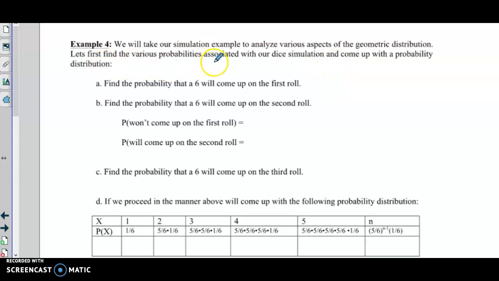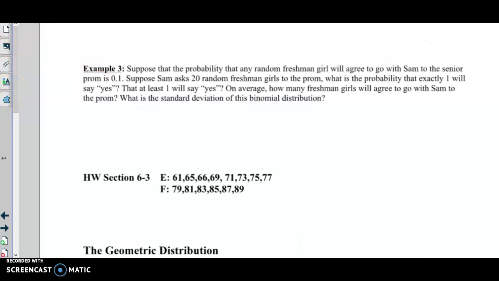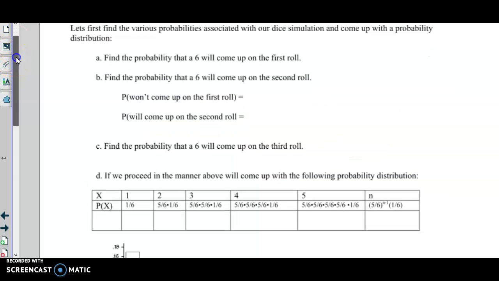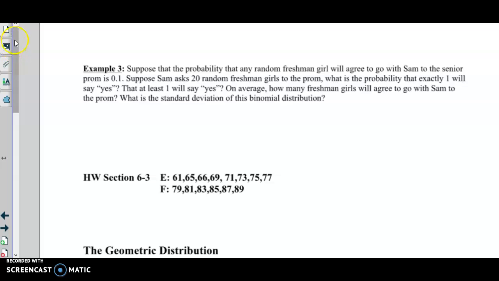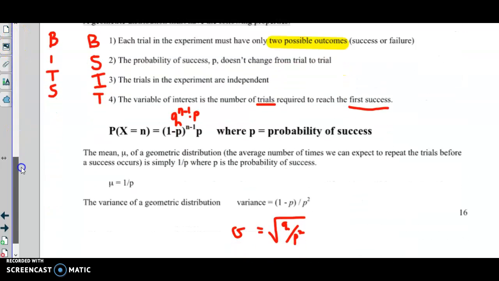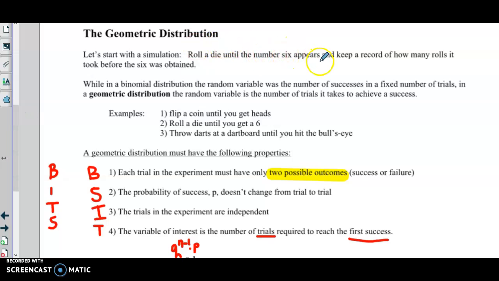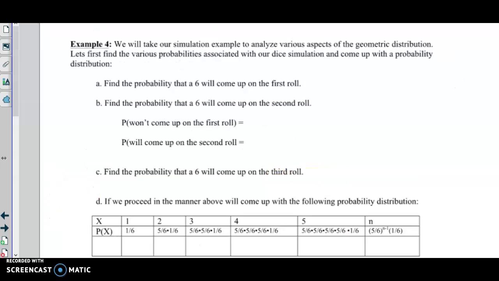Let's find the various probabilities associated with the dice simulation. Let me go back to the dice simulation. Roll a die until the number 6 appears. That's what our simulation is here. All right, find the probability a 6 will come up on the first roll.